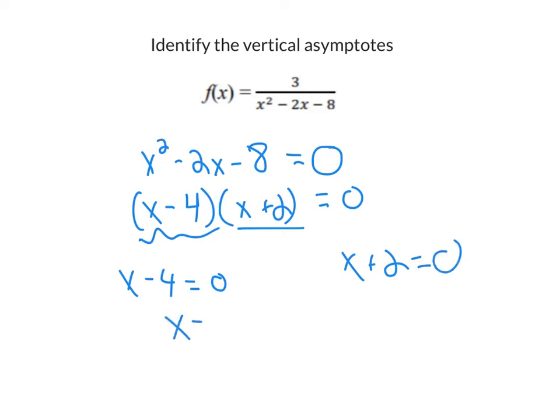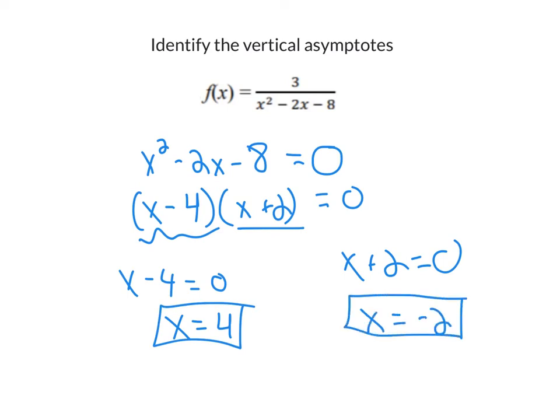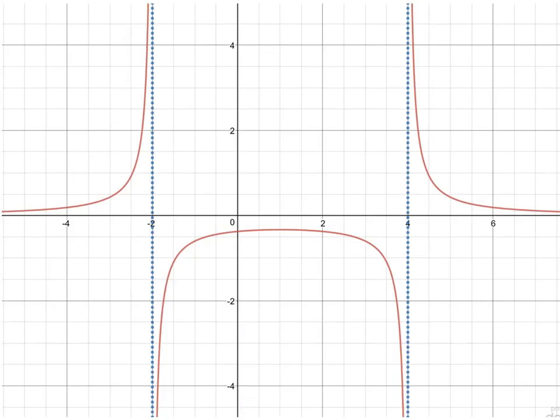So we end up getting vertical asymptotes at 4 and at -2. And our graph would look something like this. What you see in red is the actual function. What I have in blue are the vertical asymptotes. Again, you can see we have it at x equals -2 and at x equals 4. So that's how you find vertical asymptotes.